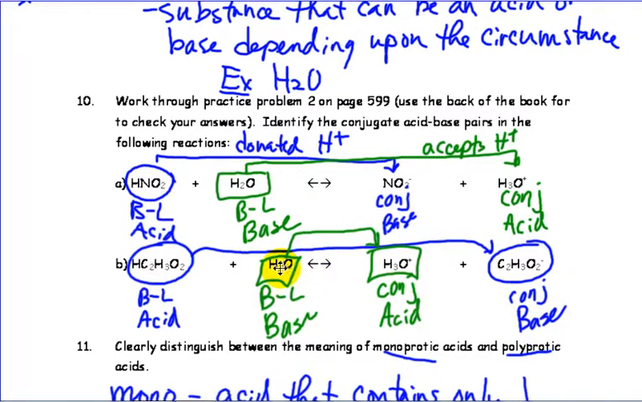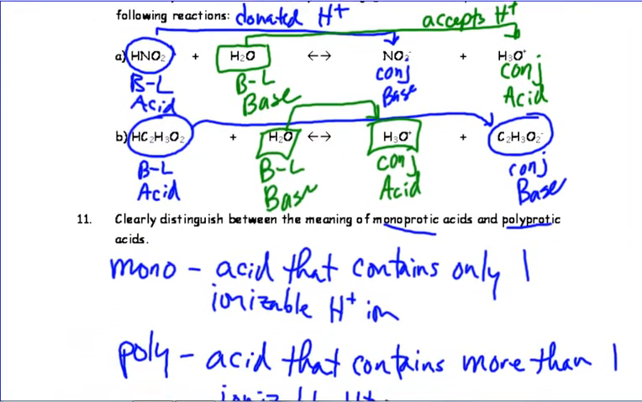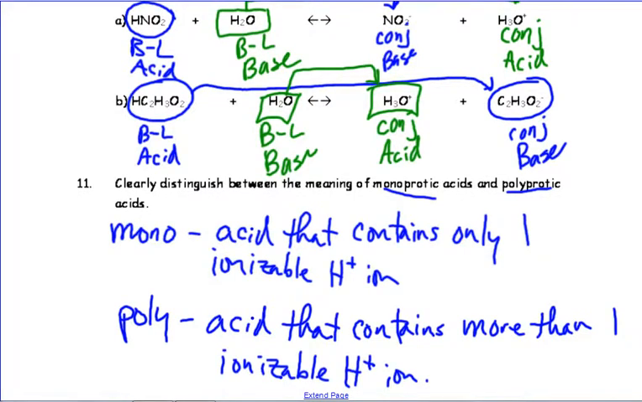H2O, H3O, H2O must receive an H to become H3O. So receiving, you're like a base. Going in reverse, H3O to become H2O, loses an H plus, so it's a conjugate acid. There we go. Lastly, we'll look at monoprotic and polyprotic.